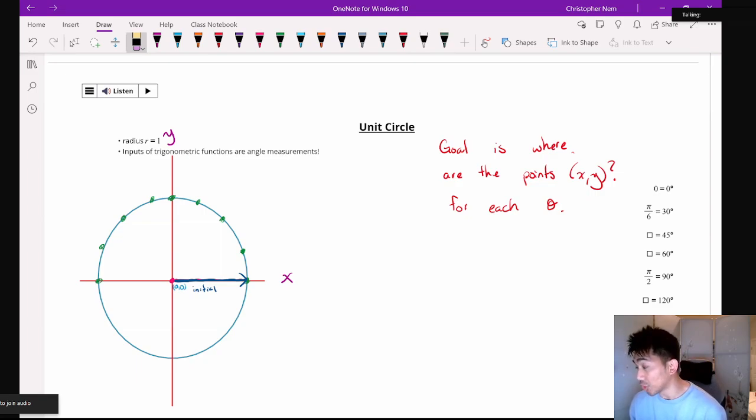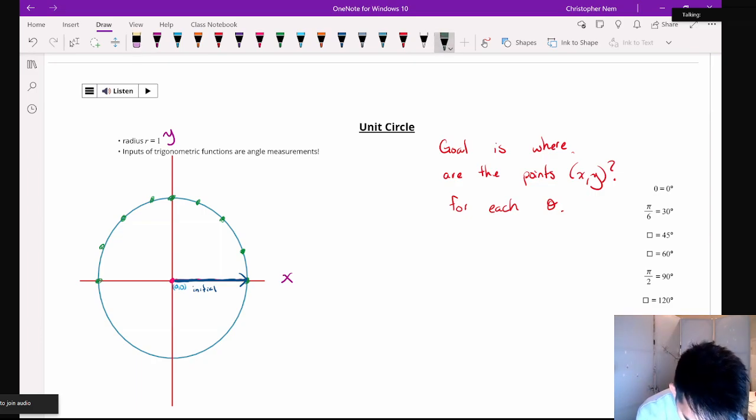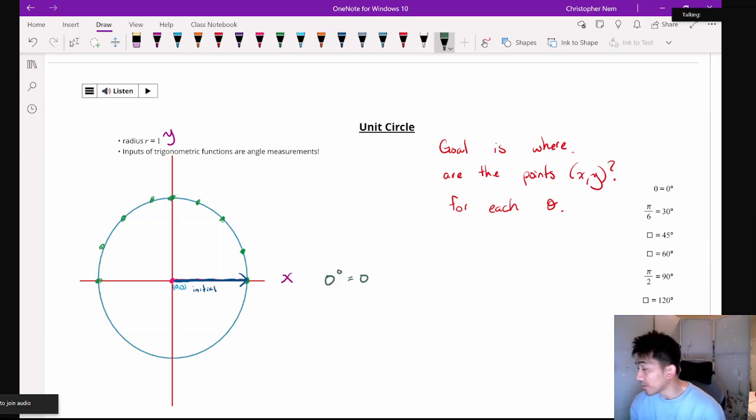That is dead center. Now, I care about the location of the green dots, the horizontal distance from the center of the circle to the green dots. In particular, this first angle I am going to be working with is 0 degrees or 0 radians. Okay? They're both the same.